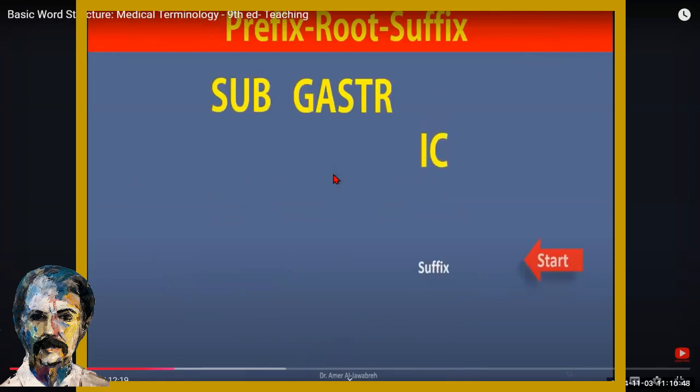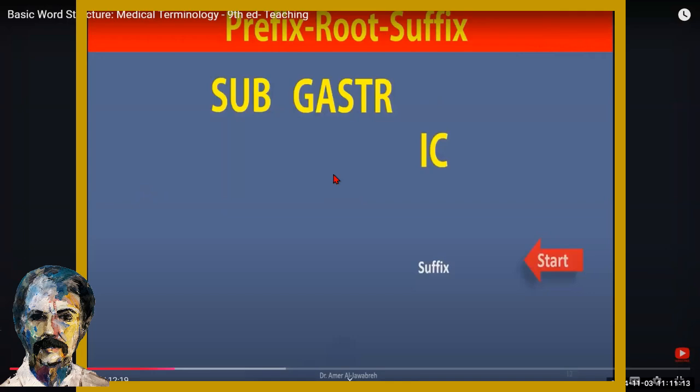Look, gastric. Here we added something before the gas: a prefix, something that comes before. According to the rule which we already talked about, we should have sub. Of course, we have to start with ic, which has a vowel, and then there is the sub.